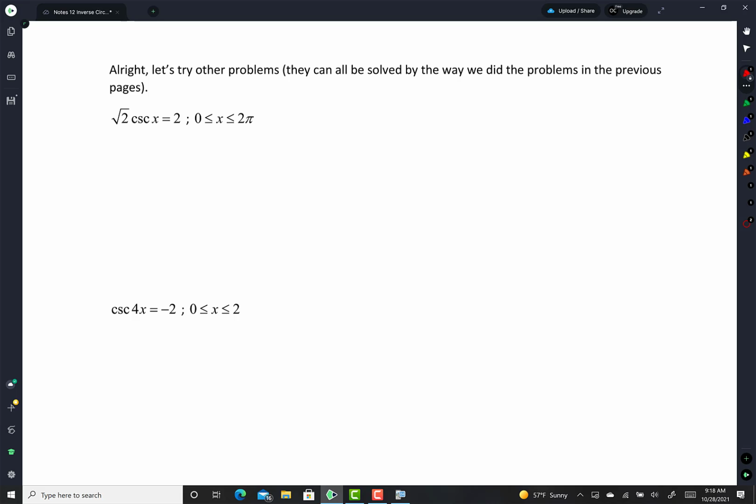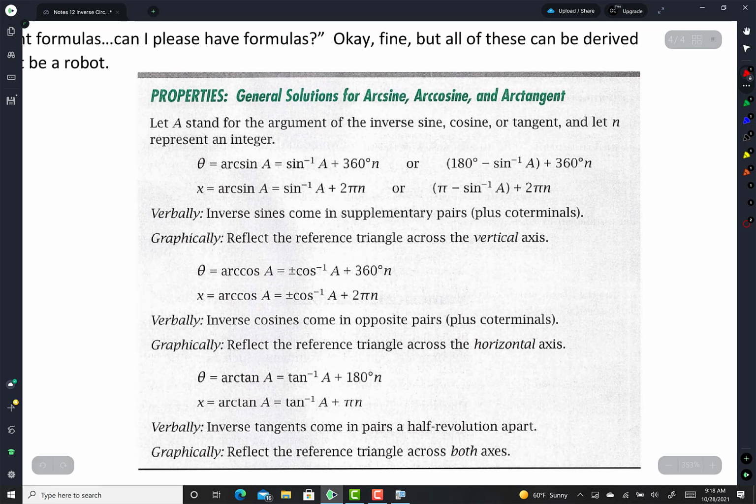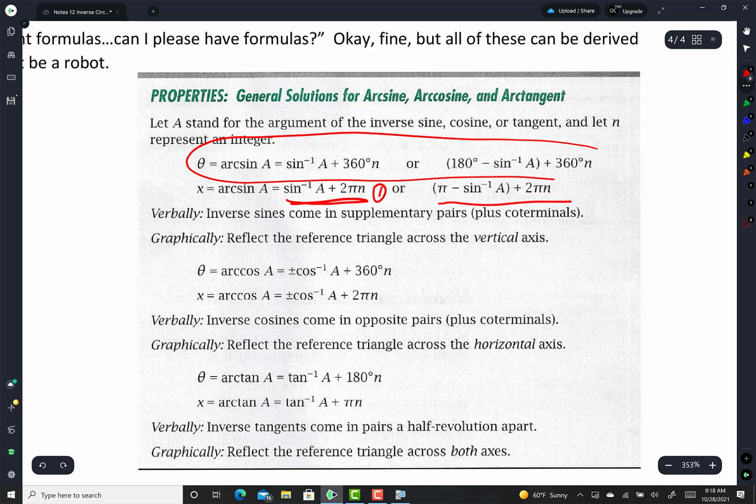If you want formulas, there they are. And this is supposed to be you guys talking in quotes: I want formulas. Can I please have formulas? Here it is, guys. Arcsine, notice that here it is in radians. Here's equation 1. Here's equation 2. Remember where that pi minus whatever came from. We derived this from scratch. Now, look what they have. They have it up here in degrees as well. This is Mr. Forrester who created this one. The author likes to use theta for degrees and x for radians. It doesn't matter, guys. Cool?